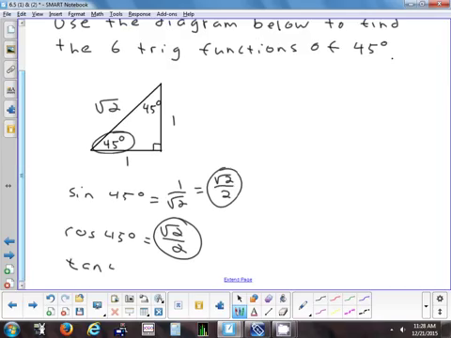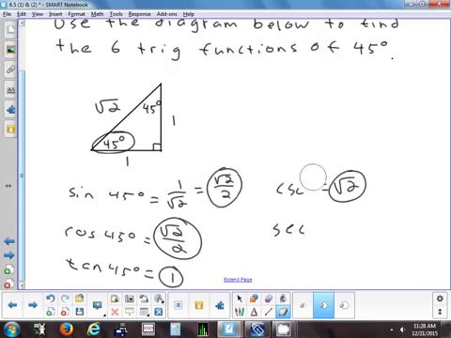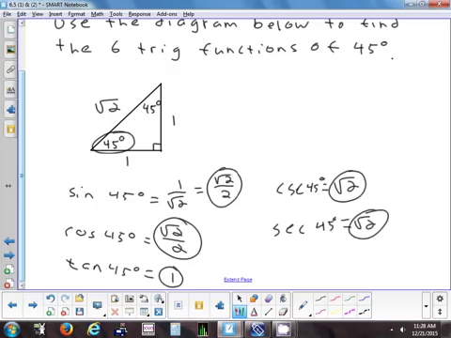Okay, and what about my tangent? 1 over 1. Okay, or just 1. Right, so those are the 3 main functions we use most of the time. Now we'll find the other 3. What's my cosecant? Square root of 2 over 1. Yep. How about my secant? Square root of 2. Yep. And my cotangent? 1. As we just said, when you flip 1, it stays 1. Okay, so any questions on the 6 trig functions for 45, 45, 90?